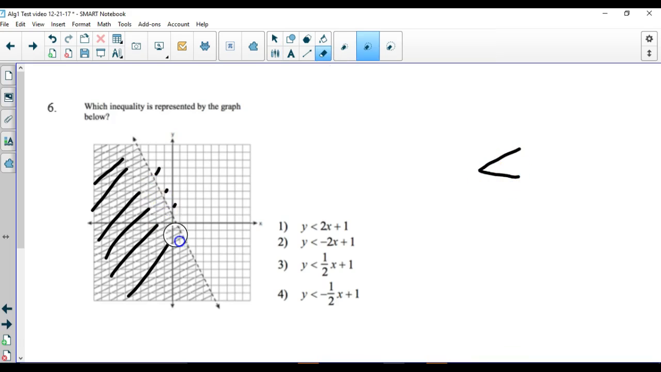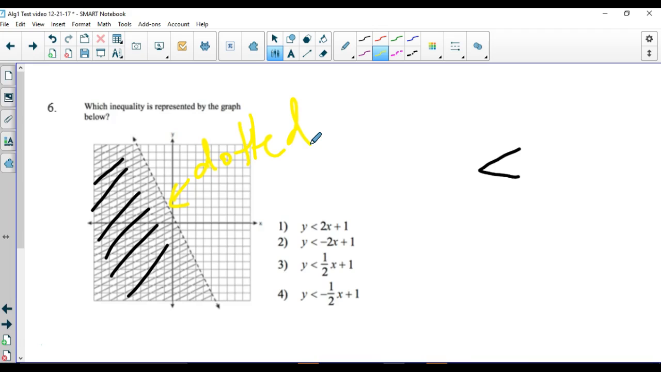Okay. Second thing, I'm going to look at this line. Is this a straight line, or is this a dotted line? Straight or dotted, look, it is dotted. So it's no equal to sign. So that also eliminated nothing.